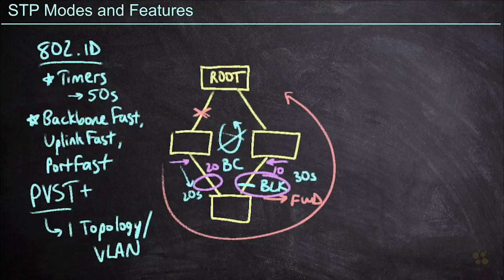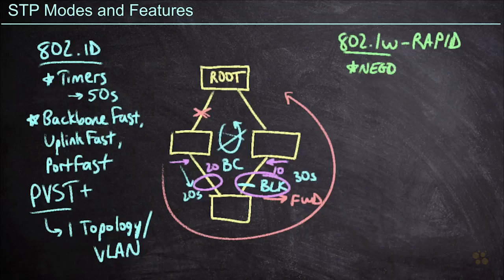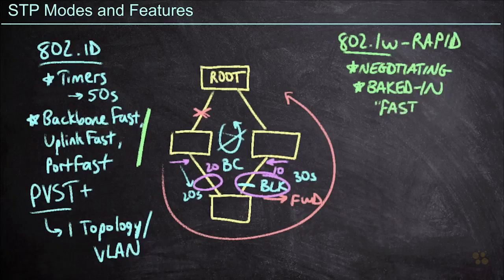Now eventually the industry got around to coming out with 802.1w, which is what we call Rapid Spanning Tree. The reason Rapid Spanning Tree is rapid is not because of timers. Instead, we move towards a negotiation model. We're exchanging BPDUs differently in Rapid Spanning Tree. They also implemented Cisco's BackboneFast, UplinkFast, and PortFast functionality, so now we can take advantage of some of those features that were exclusive to Cisco.